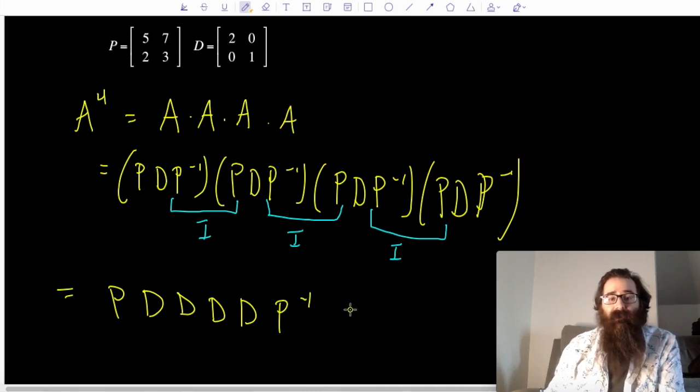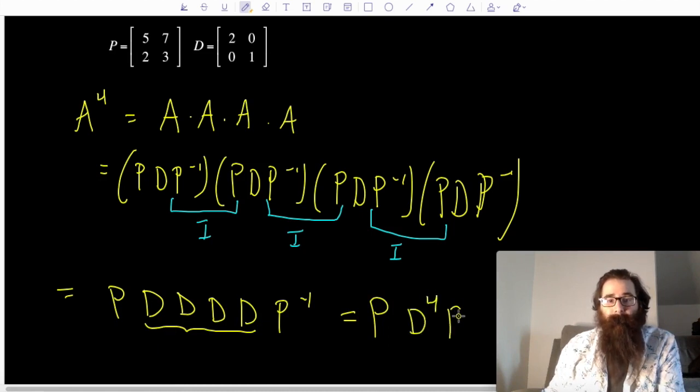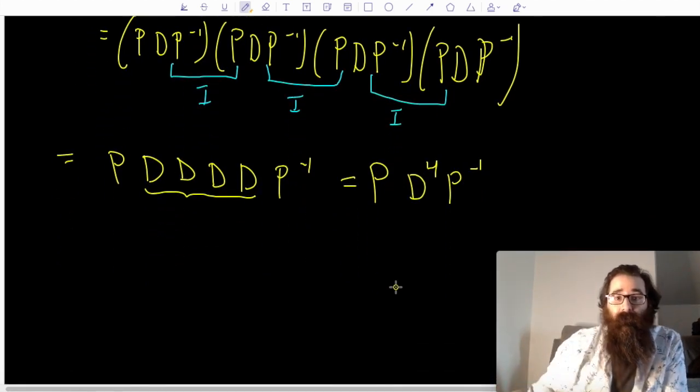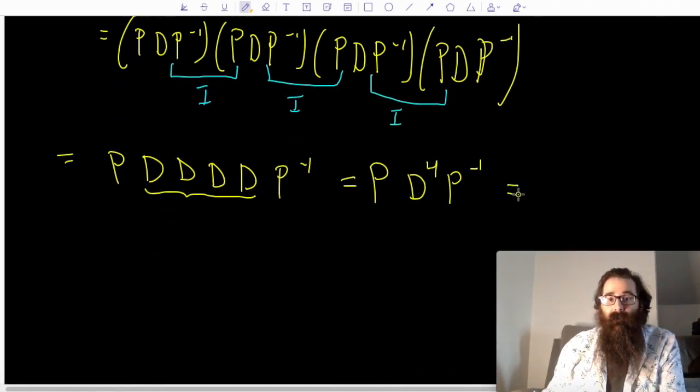And I can write this shorthand, right? The goal isn't maybe to leave it written out like this, but I can write this as P times, here I could say, well, this here is D to the power of 4 times P inverse. So this is a very interesting result. Since A can be written as similar to a diagonal matrix, computing powers on this matrix A to the fourth is equal to P times D to the fourth times P inverse. So that's a very useful result.